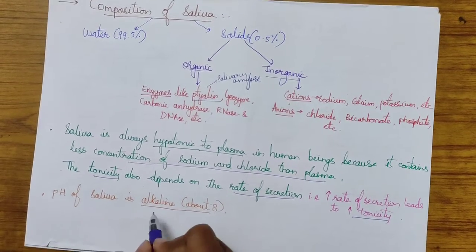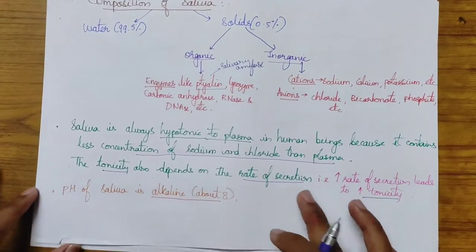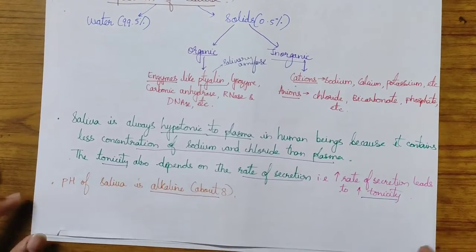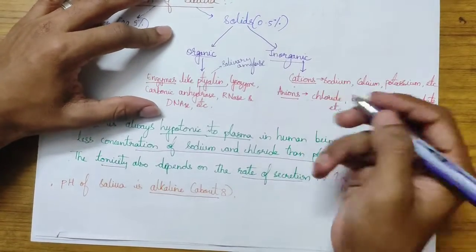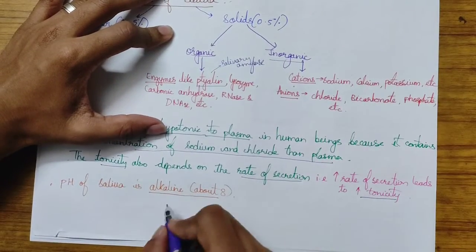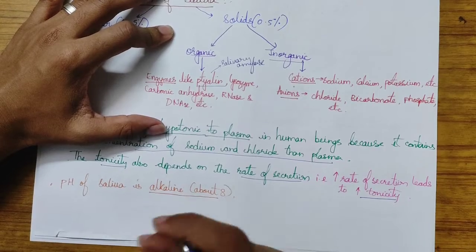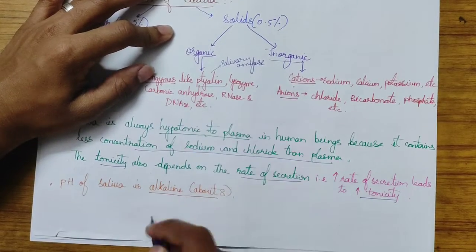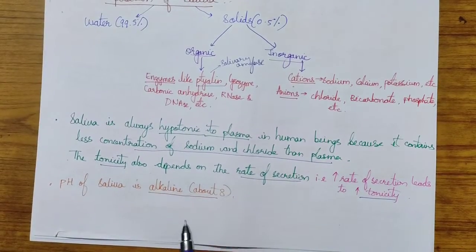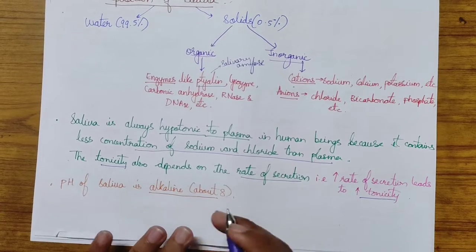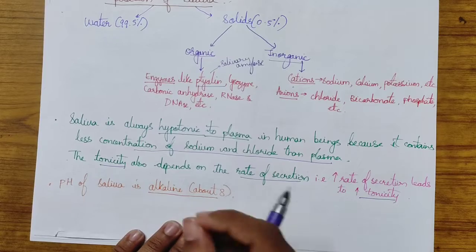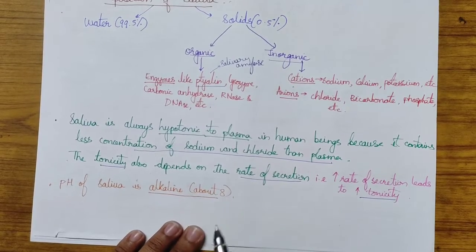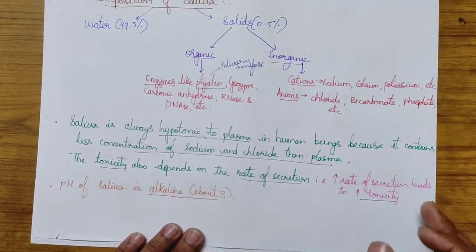The pH of the saliva is alkaline, about 8. When it is released from the acinus or the glandular cells, it is actually acidic. But when it flows through the duct of the salivary gland, it becomes basic or alkaline due to the increased production of HCO3. Increased production of HCO3 makes the saliva alkaline, which I will talk about now in the mechanism of secretion.